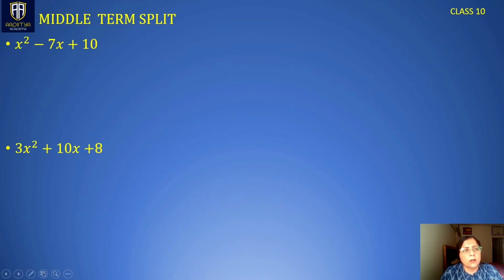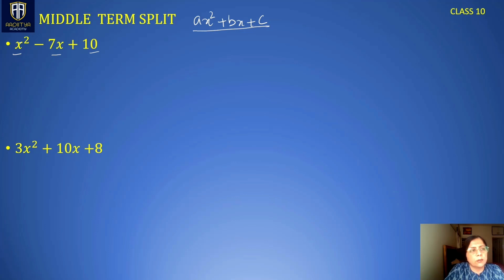Next, we are practicing two more questions for the middle term split method, right? So first of all, we have to check the expression should be in its standard notation. That means the standard notation of a quadratic polynomial is ax square plus bx plus c. So both of them are in standard notation. Now after that, you have to take the product of the first and the third term. Here you have 1x square multiplied by plus 10. You get 10x square, which is a positive number.